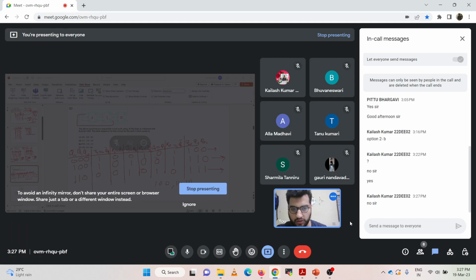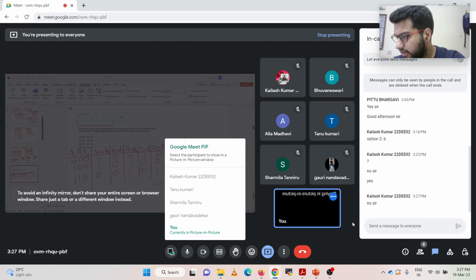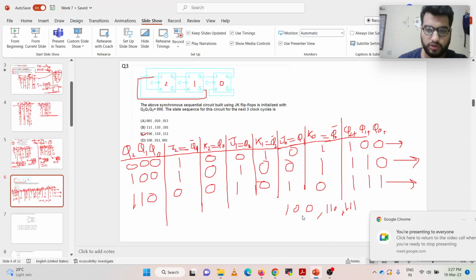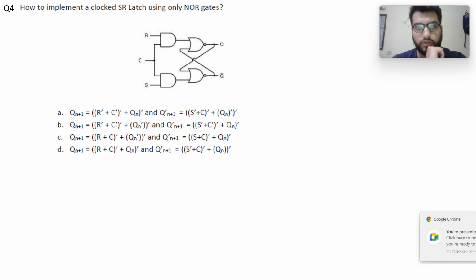Okay, no doubts. So let's just proceed. This was question number 3. Let's just proceed to question number 4. Question number 4 asks us how to implement a clocked SR latch using only NOR gates.